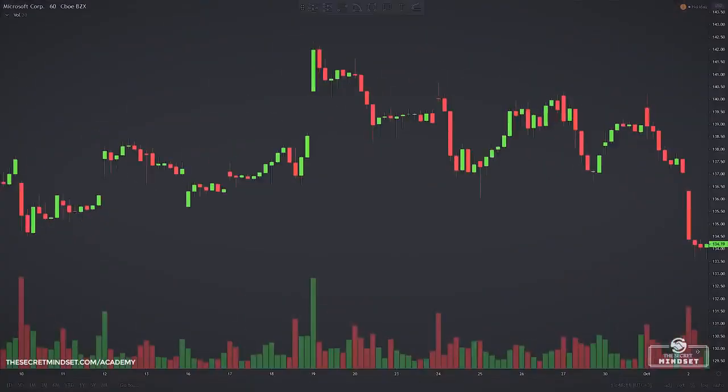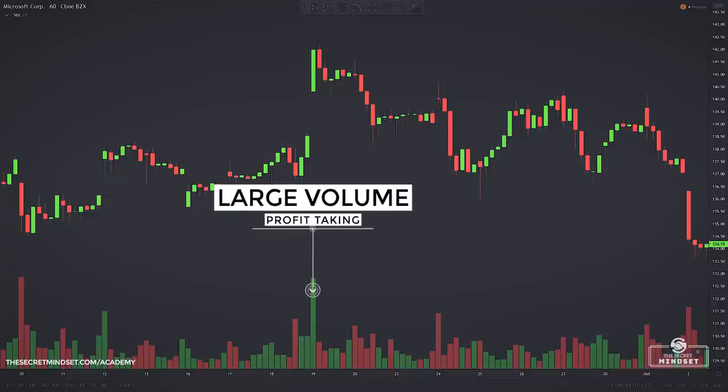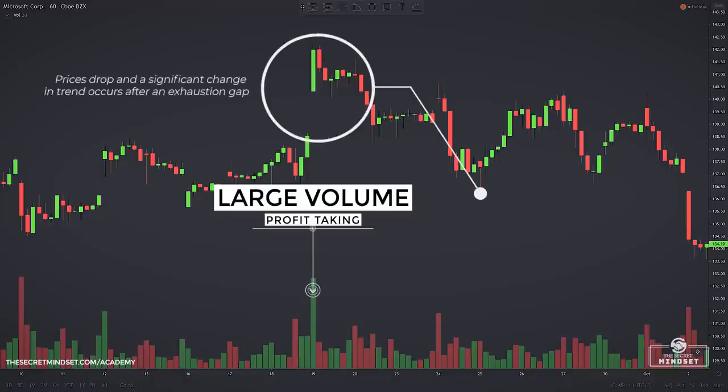In the case of an exhaustion gap, prices gap up with huge volume. Then there is a major profit taking and the demand for the stock totally dries up. Then prices drop and a significant change in trend occurs. Exhaustion gaps are probably the easiest to trade and profit from.